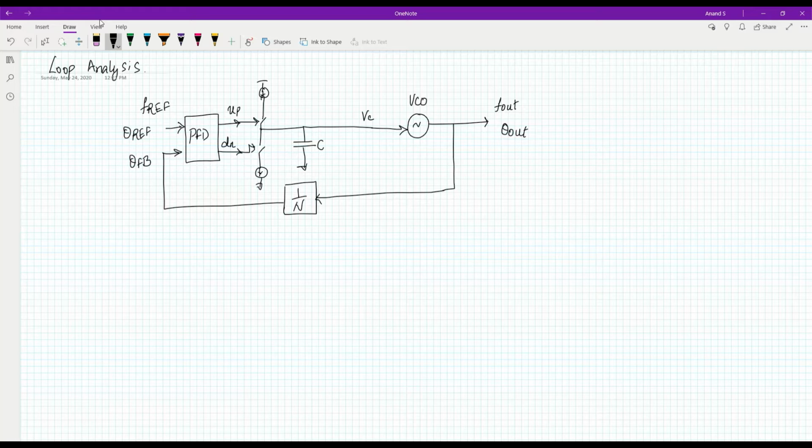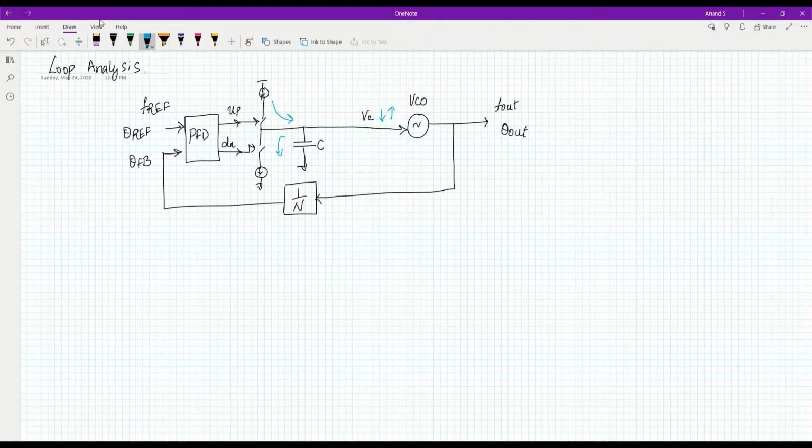Whenever the VCO frequency increases more than the reference frequency, the down signal will be generated and it will discharge the capacitor and bring the voltage down so that the frequency matches with the reference frequency. Similarly, the opposite happens whenever F out is slower than the reference frequency: the up signal is generated and it will charge the capacitor, the VC increases and brings the frequency constant.